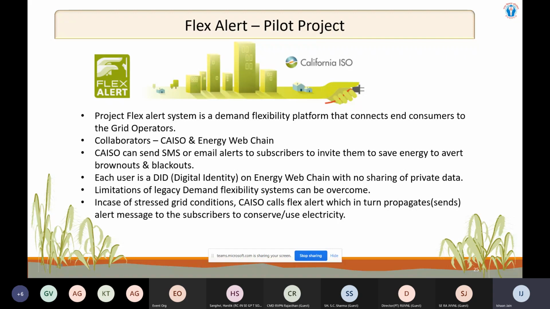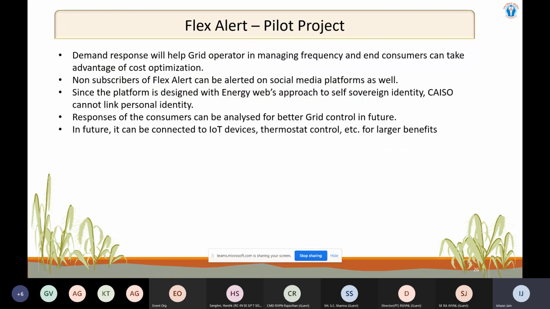We can also develop this in India. It is for California; they have done it. You can see that in case of a stressed grid condition, CAISO, California ISO, calls a Flex Alert, and Flex Alert in turn gives a message to subscribers to conserve or use electricity. Suppose you are a Flex Alert subscriber, it's okay, you get the advance message. Suppose some people are non-subscribers, then you can alert them on social media platforms also, and you can utilize the news media as well. So whatever awareness you can create, or whatever help you can get from the end consumer to manage the grid, is always welcome.